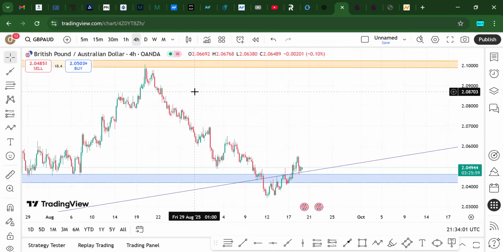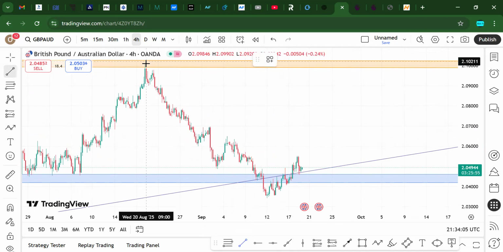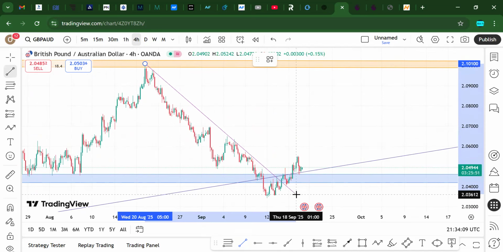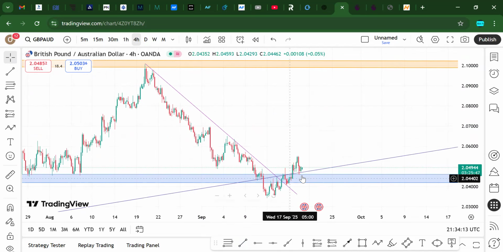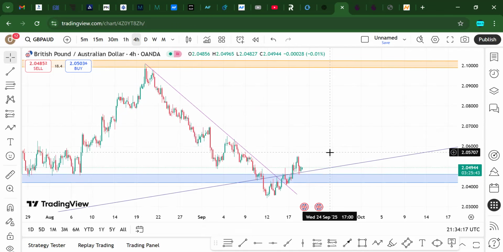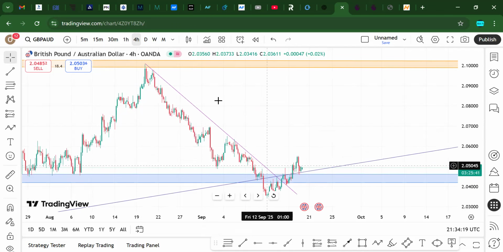Now, I preach a lot about using counter trend line. If I'm just to input a counter trend line here, we can see that the counter trend line has not just been broken, it has been broken and retested. Everything here is telling us that this market is going to rally upwards. Now, our counter trend line has been broken and retested.